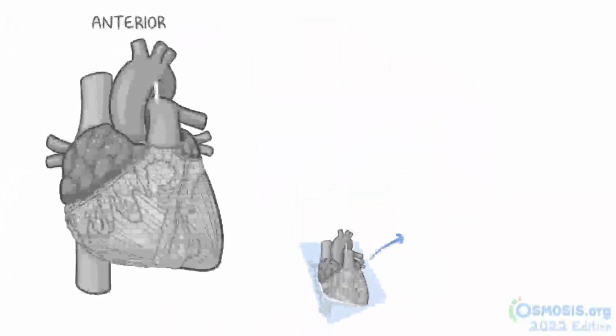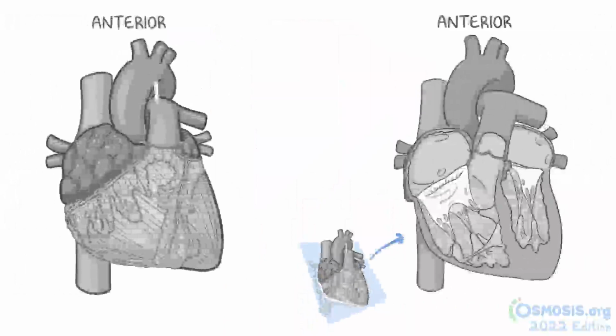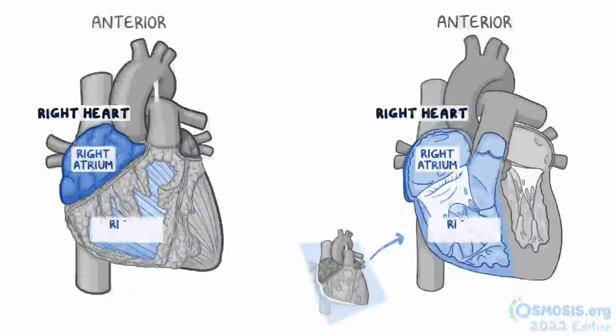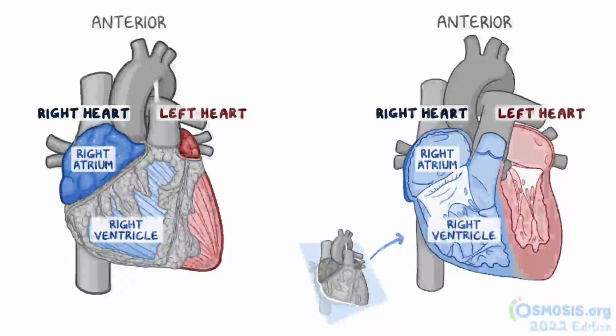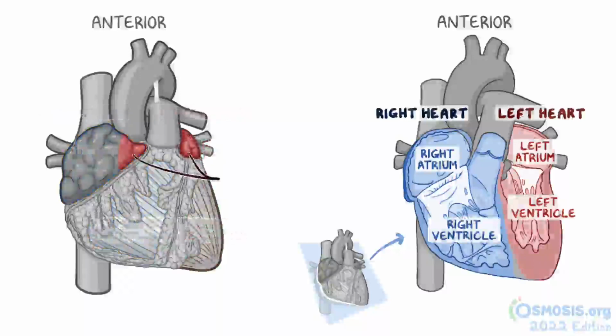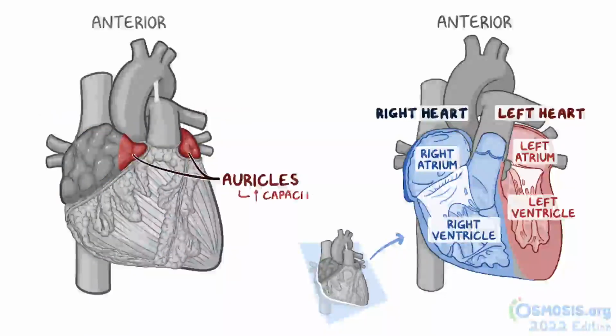The heart is made up of 4 chambers, and as a whole can be functionally divided into the right heart, made up of the right atrium and the right ventricle, and a left heart, made up of the left atrium and left ventricle. Both atria have pouch-like protrusions called auricles, which can increase the capacity when needed.